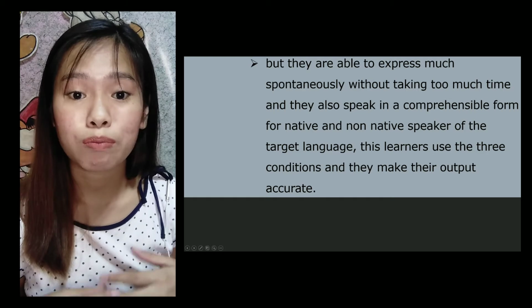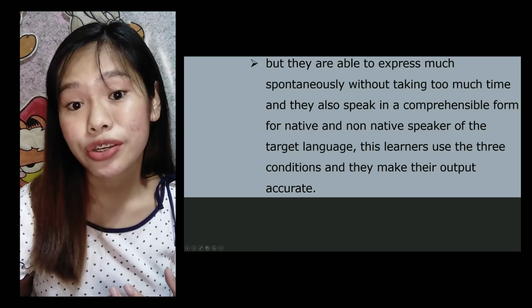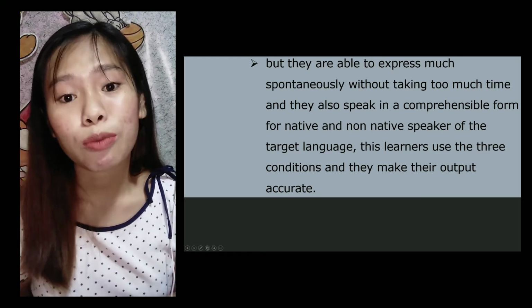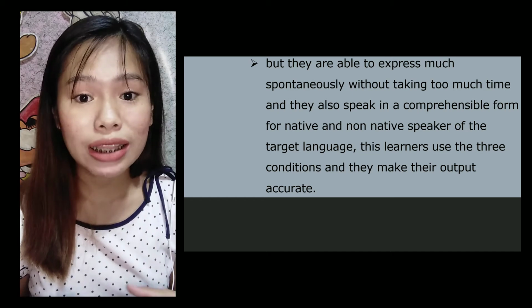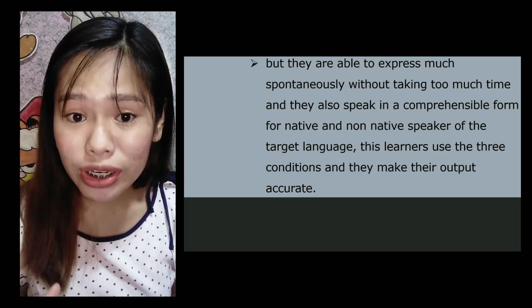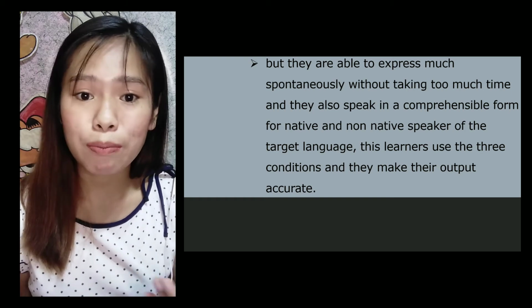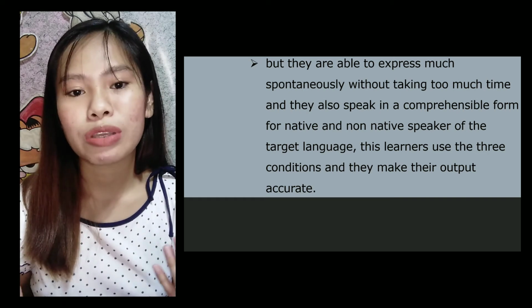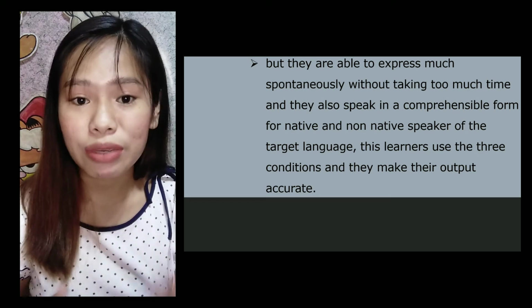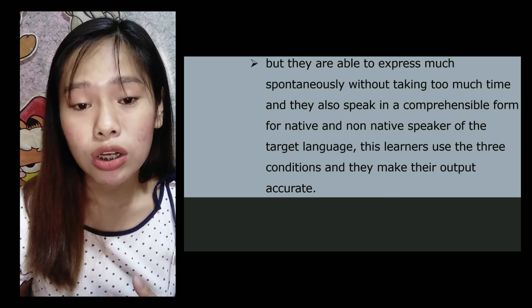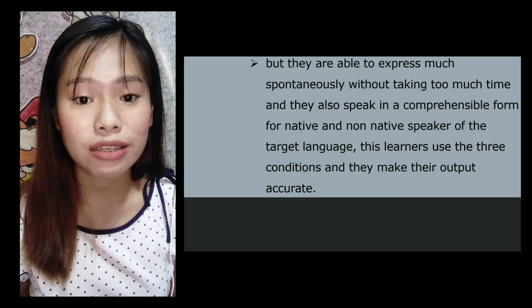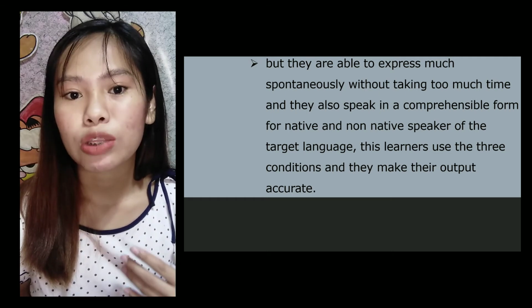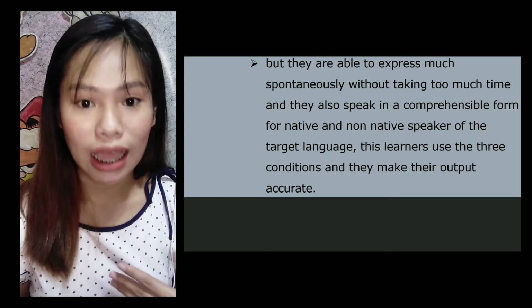So in this type of monitor users, the speakers or the learners of the second language would not always check their grammar or monitor themselves when they are speaking, but they apply it when it is necessary and appropriate. For example, in formal events, of course, they have to be fluent in speaking the language. They should be watchful of what's coming out of their mouths, and they speak comprehensibly with native or non-native speakers of the particular language they have learned, and they make sure that it would not consume too much time in speaking the language.